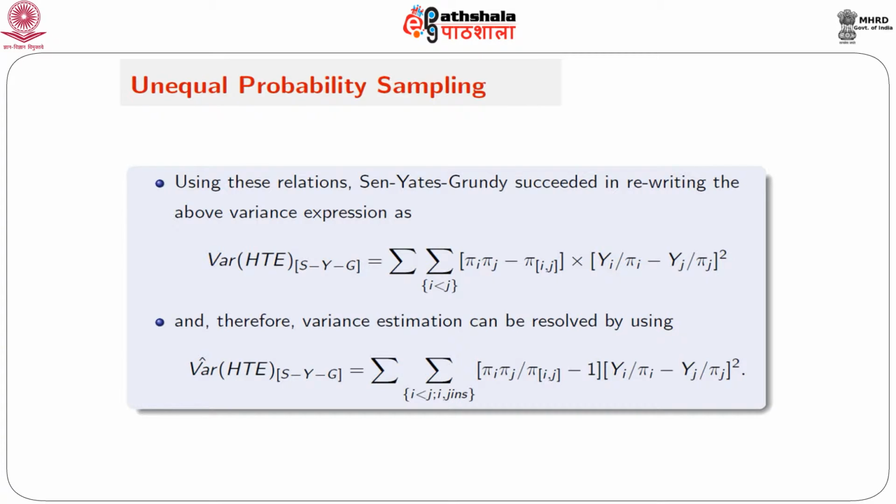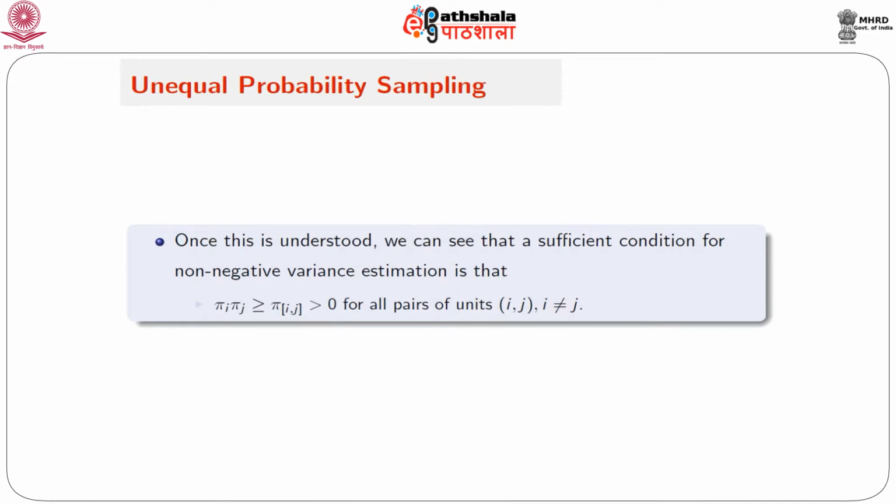The moment you find it here, now you see that pi i pi j over pi ij minus 1, that has to be non-negative, because the last part being a square, there is no problem. That's what gives you the condition. So once this expression is understood, you can see that a sufficient condition for non-negative variance estimation is pi i pi j greater than or equal to pi ij, because that is exactly the quantity that is coming in the expression for the variance estimation.